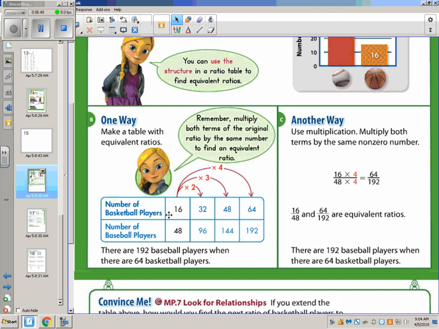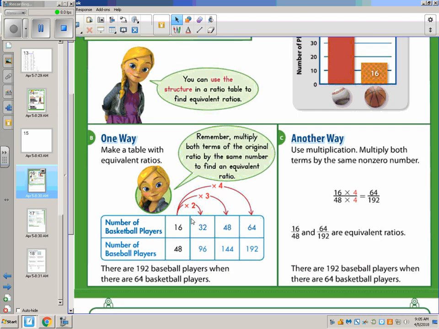So I'm kind of seeing, what do I do to 16 to turn it into 32? So the way I get from 16 to 32 is I'm multiplying it by 2. I'm doubling it. If I double the number of basketball players, I've also got to double the number of baseball players. So 48 times 2 would be 96. So on each one of these, they start with the original ratio and they multiply it by a number. Whatever they multiply the basketball players by, they're going to multiply the baseball players by the same thing.